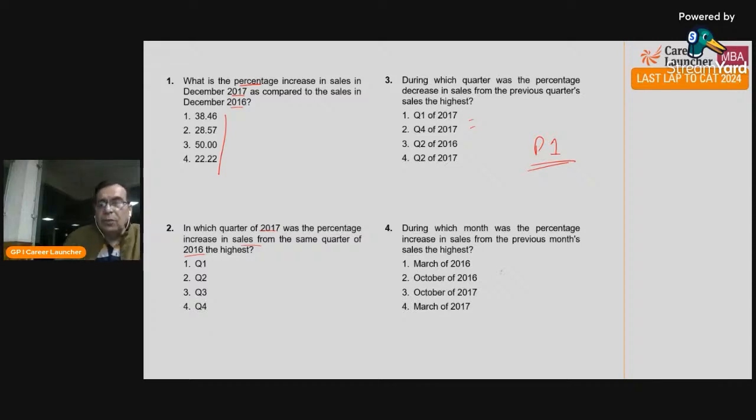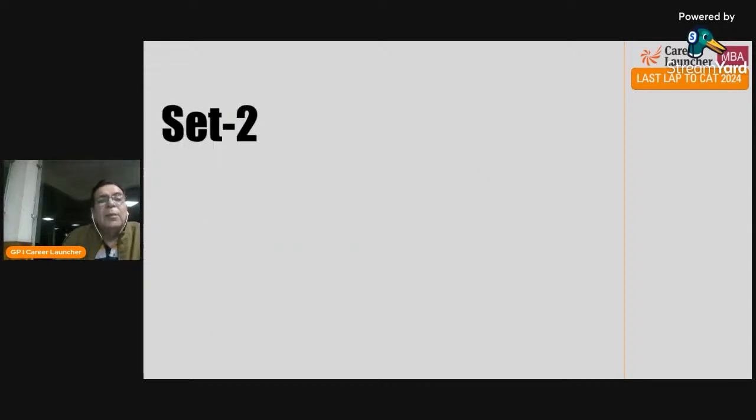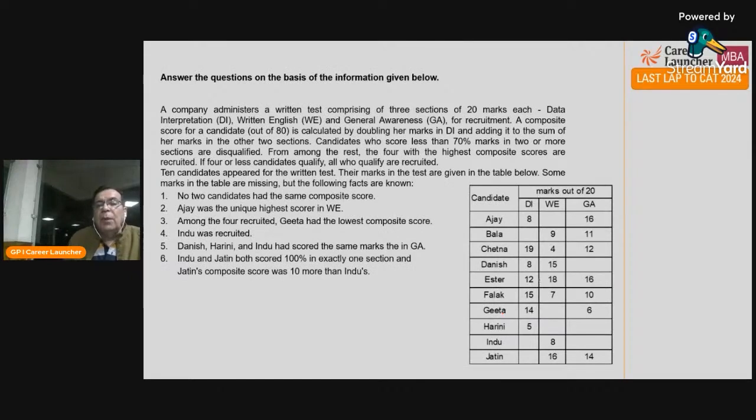Okay, so set 1 done. Let's look at set number 2. What is this all about? Again, my first notice, I always first notice the graph or the table. What is this? This is a missing data table. I don't think there's any doubt in anyone's mind. This is a missing data table.